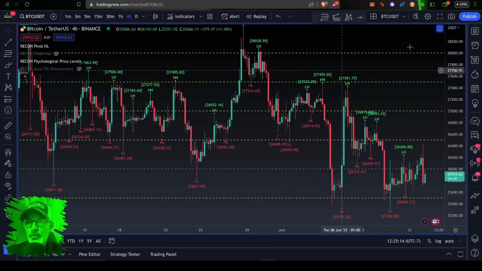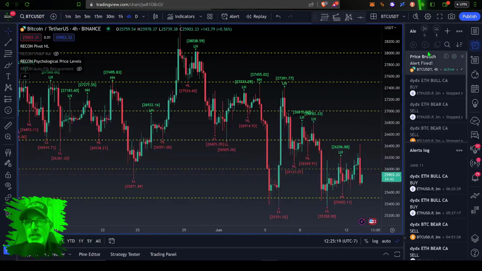Click create. And then if you click on the alarm clock over here on the right hand side of your screen, you will see the alert has been added, price breach. And if the price closes, in this case right now, if Bitcoin's price can get above 26,000 and close above that, I would receive an alert.